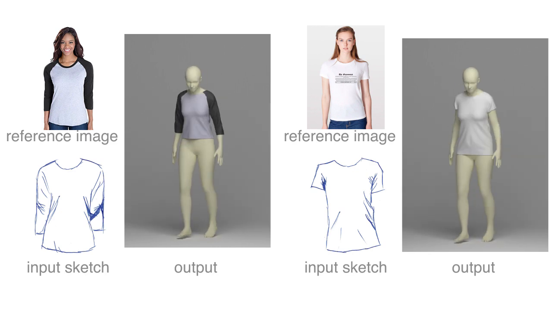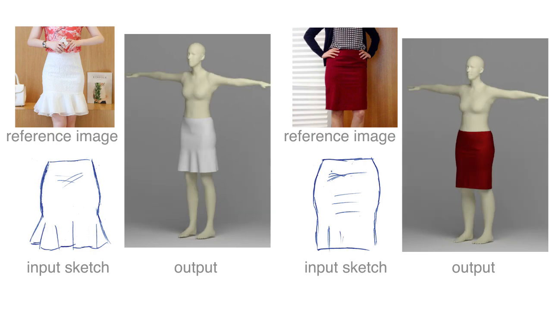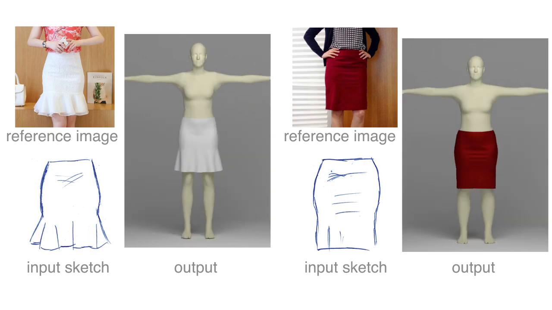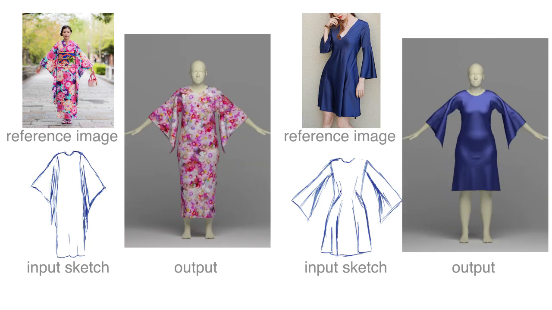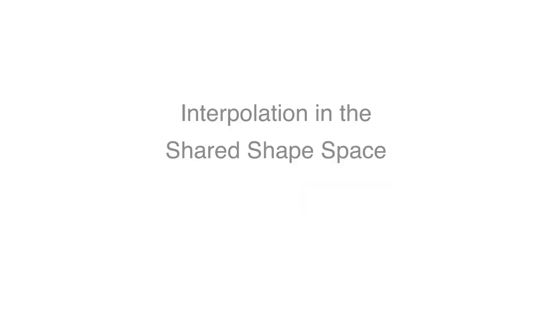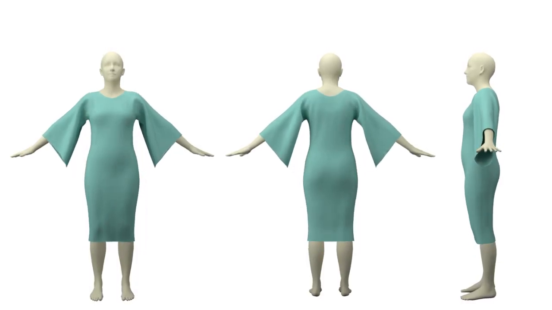We also perform qualitative evaluations on input sketches inferred from real garment images. Our method generates draped garments that closely resemble the reference images. Interpolating between the mappings of two designs in the shared shape space results in plausible garment designs.